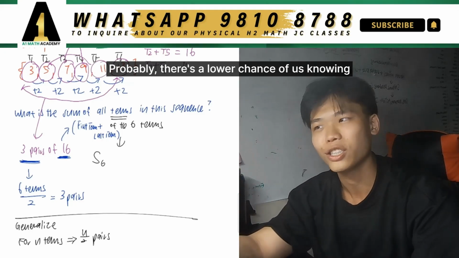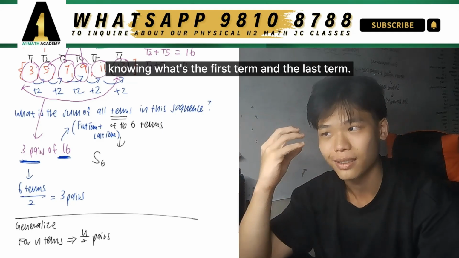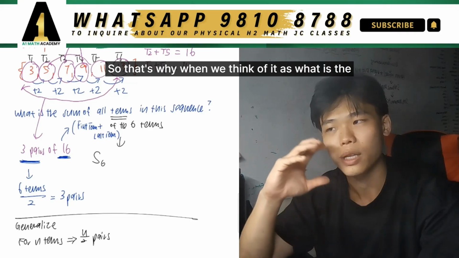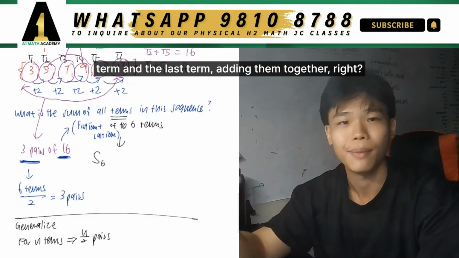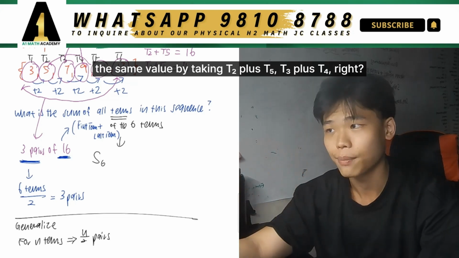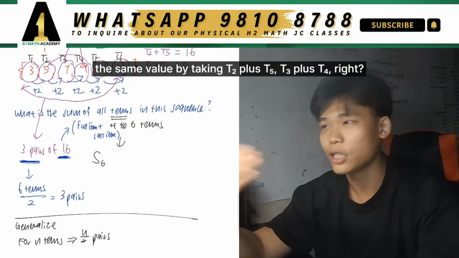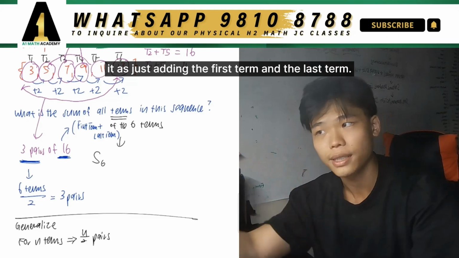Probably there's a lower chance of us knowing what's in between the first term and the last term, but there's a higher chance of us knowing the first term and the last term. So that's why when we think of the sum of the pair, we would usually think of the first term and the last term, adding them together. Of course, you can see over here, you can get the same value by taking T2 plus T5, T3 plus T4, right? Just to make things simple for us, we can think of it as just adding the first term and the last term.